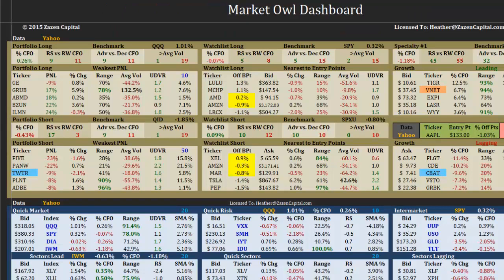There's nothing more frustrating than having a watch list, having your stock hit that buy point, and then realizing you missed it because you lost your focus or you weren't paying attention. So the Market Owl dashboard does everything it can to try and help you take advantage of those opportunities that are on your watch list.